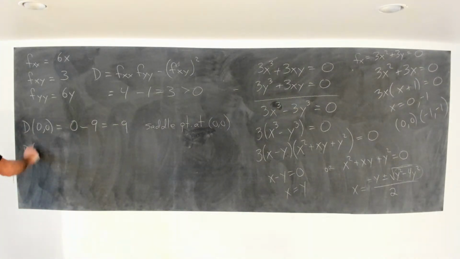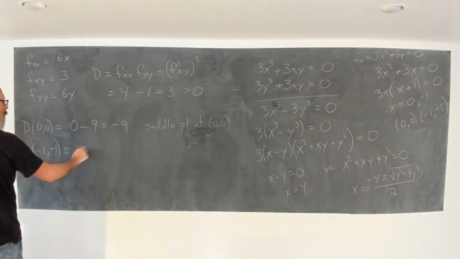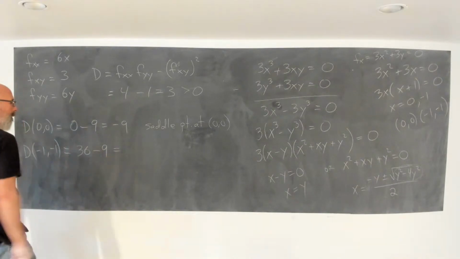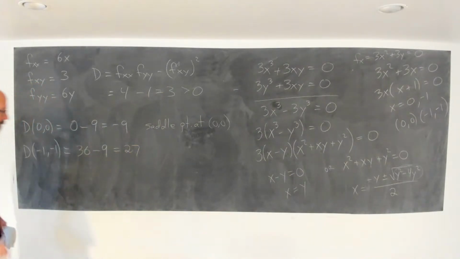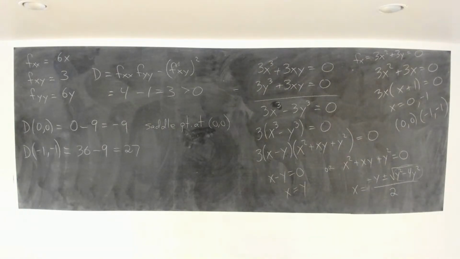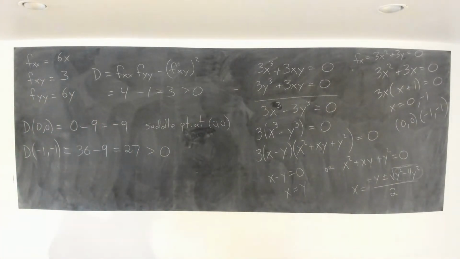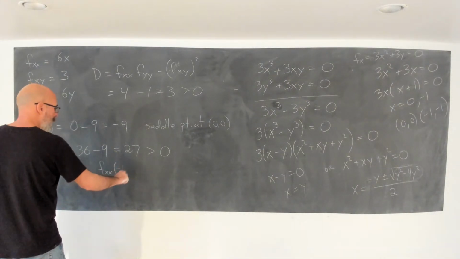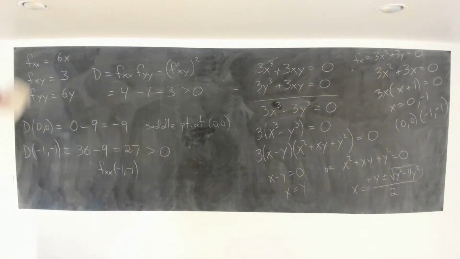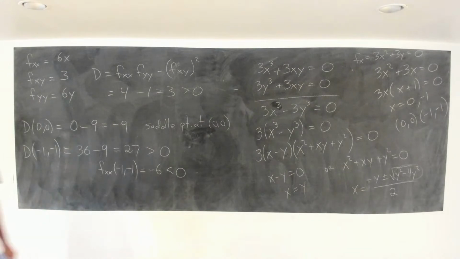And if you look at D at the point (-1, -1), which is what? -6 times -6, which is 36, minus 9. Well, whatever that is, right? 27. But the important thing is that it's bigger than 0. So now this is going to be determined by what fxx is at that point, and that is, of course, -6, which is less than 0.